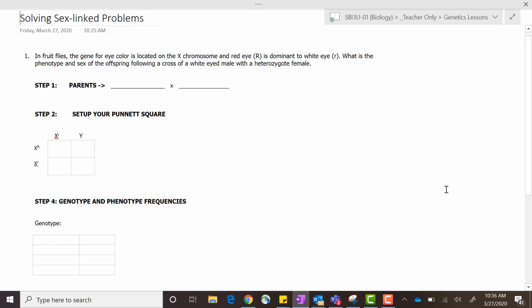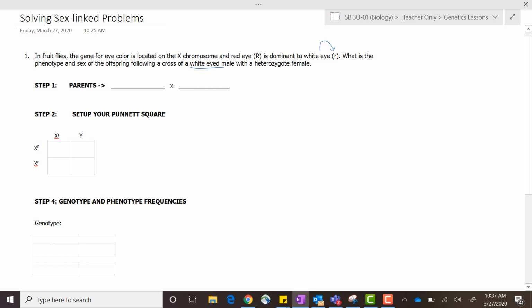So, question 1 says, in fruit flies, the gene for eye color is located on the X chromosome, and red eye, capital R, is dominant to white eye, little r. What is the phenotype and the sex of the offspring following a cross of a white-eyed male with a heterozygote female? So as always, your first step is to write out the genotypes of the parents. So we'll start with that male. It was telling you that he's white-eyed. And again, white eye is represented by the recessive allele.